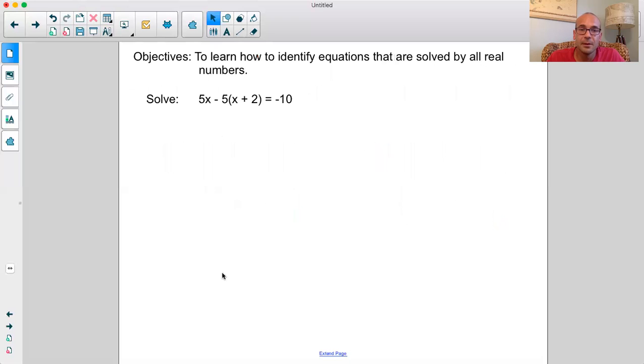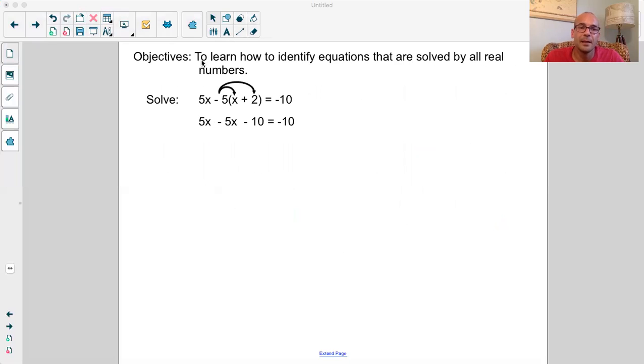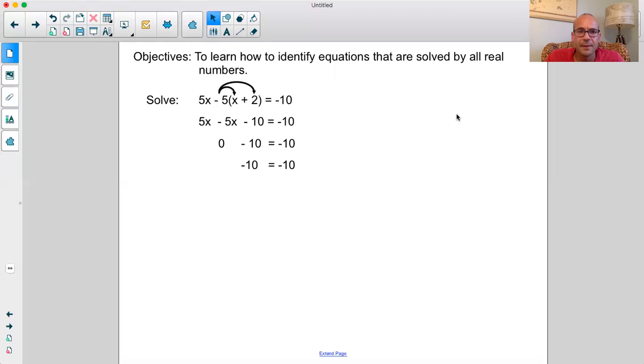So let's see what it would look like if we tried to solve this equation. I would start by simplifying the left-hand side. In this case, the order of operations says to distribute -5, so I would certainly do that. After I distribute the -5, I have some like terms to simplify. I'll add the 5x and the -5x together, which cancel each other out. You get a 0 there, and I get -10 equals -10. That's the same thing we kept seeing before.